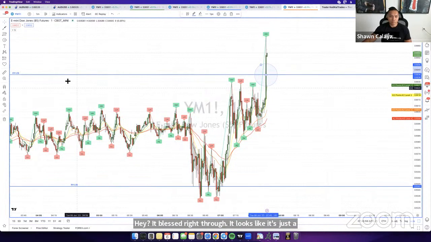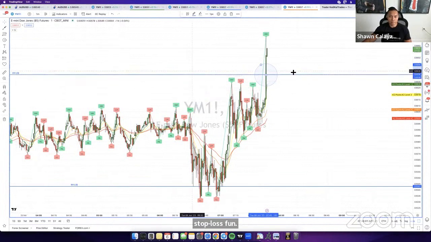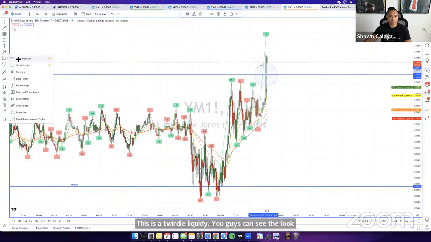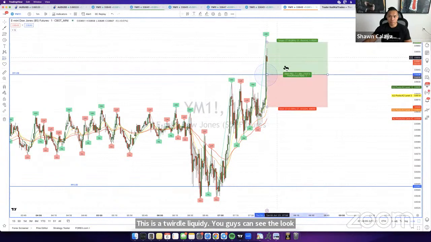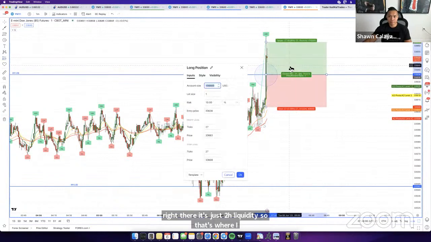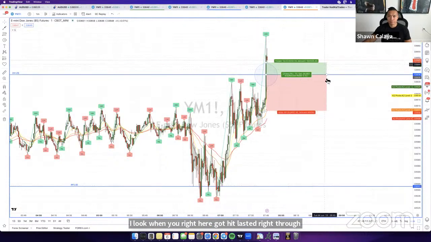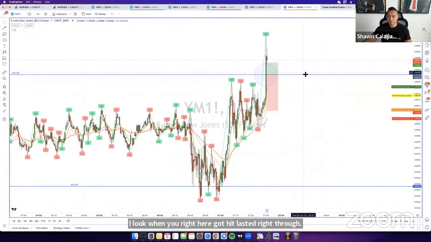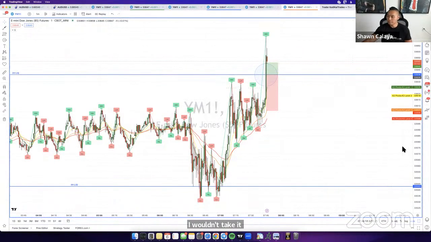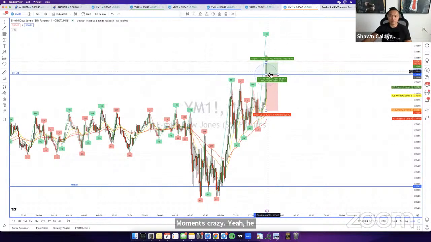This is a 2-hour liquidity. You guys can see the line right there. It says 2-hour liquidity. So the 2-hour liquidity right here got hit, blasted right through. I wouldn't have taken it. Movement's crazy. I wouldn't take it either.